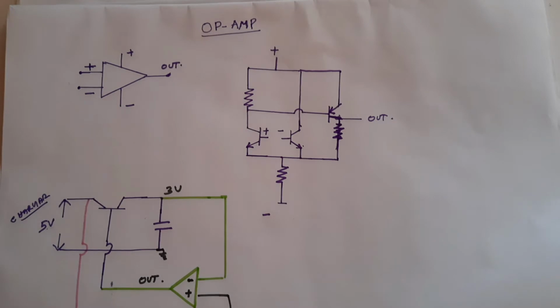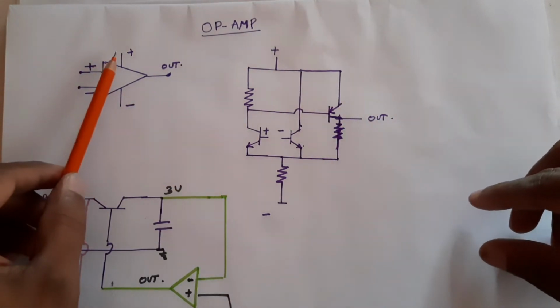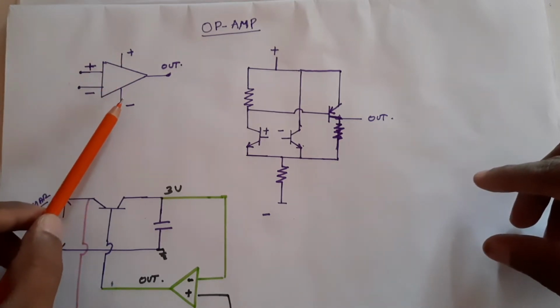Hello and welcome all. Today we will see what is an operational amplifier. Operational amplifier is used in electronic circuits everywhere. This is the symbol of an operational amplifier. We have to give a supply to the operational amplifier.